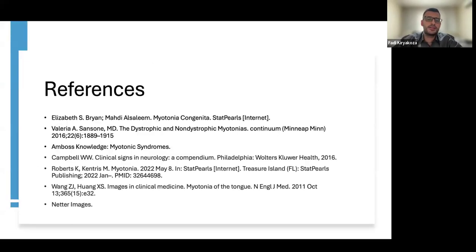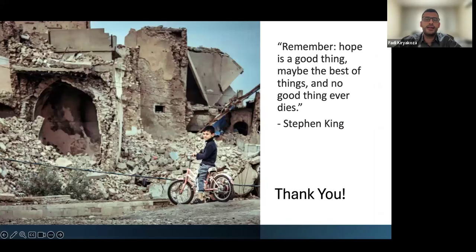These are my references. I mainly used Continuum, which is like the Bible of a neurologist. And finally, I included this picture because, as Stephen King says, hope is a good thing, maybe the best of things, and no good thing ever dies. Even at the end of the darkest tunnel, there will be light, and we should always remember that despite the hardship of life, there will always be hope.